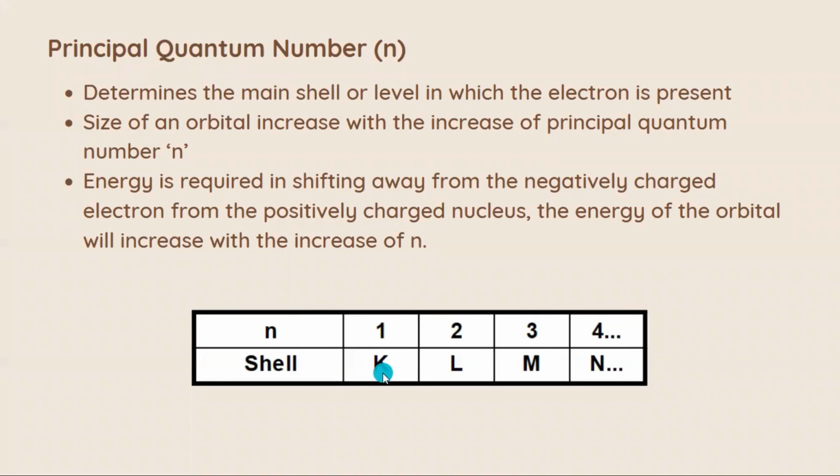It requires some amount of energy for us to shift the electron away from the positively charged nucleus. So the energy of the orbital will increase with increase in the value of n. The principal quantum number gives us the distance of the electron from the nucleus. It gives us the information on the size of the orbital and the energy associated with it. So it gives us the value of n, and n can be 1, 2, 3, 4, and so on.